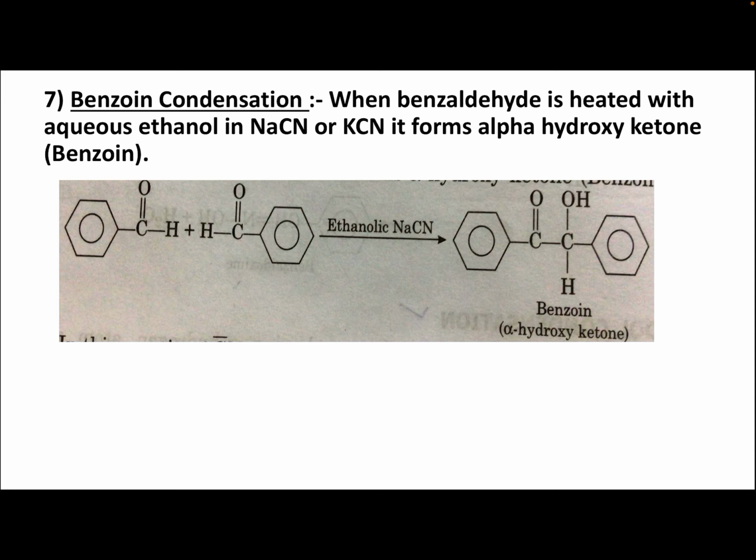Next, benzoin condensation. When benzaldehyde is treated with aqueous ethanol in NaCN or KCN, it forms an alpha hydroxy ketone. It is also known as benzoin. So two benzaldehyde molecules in the presence of sodium cyanide give benzoin. Benzoin means alpha hydroxy ketone. Two benzene rings are there. On the first carbon OH is there, on another carbon double bond O is there. Next to the carbonyl group, the next carbon is known as alpha, and at the alpha position OH is there. So an alpha hydroxy ketone is there. It is also known as benzoin. So in benzoin condensation, two benzaldehyde molecules get converted into benzoin.